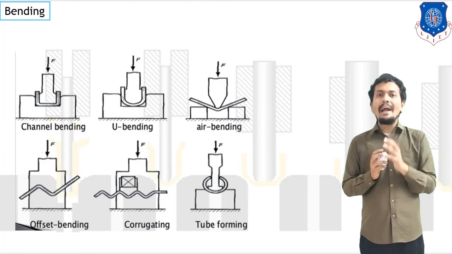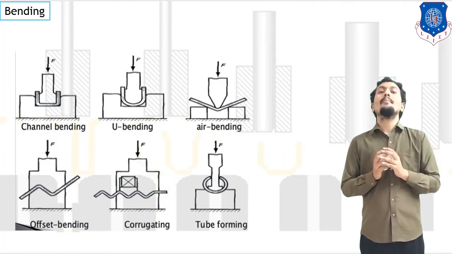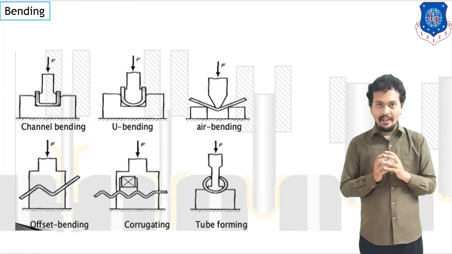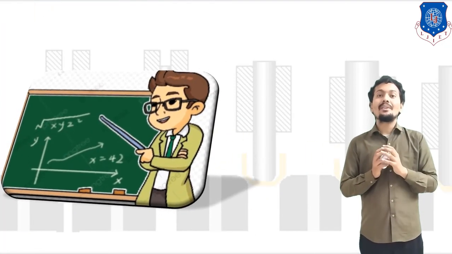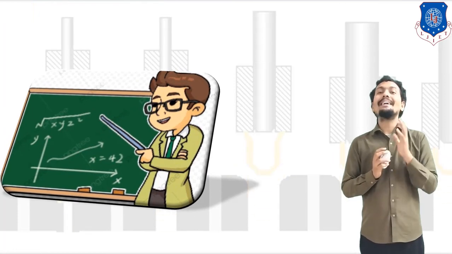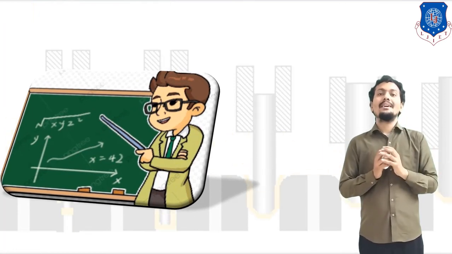So in different bending operations, we can bend our sheet metal with help of a punch and die combination. So this is all about different types of sheet metal operations, deep drawing and different bending operations. Thank you all of you.